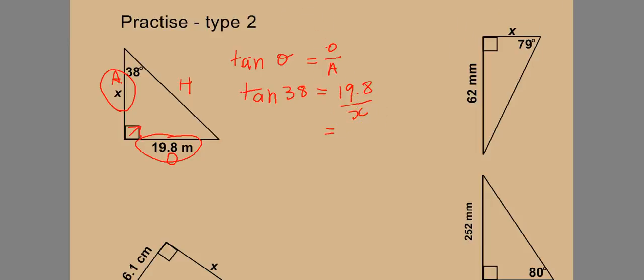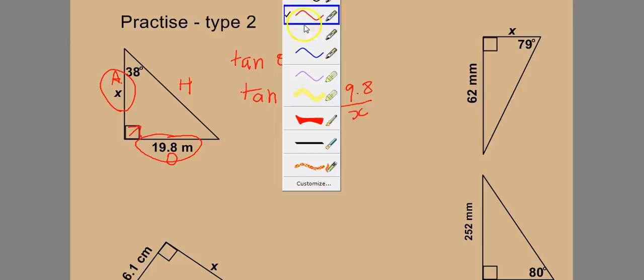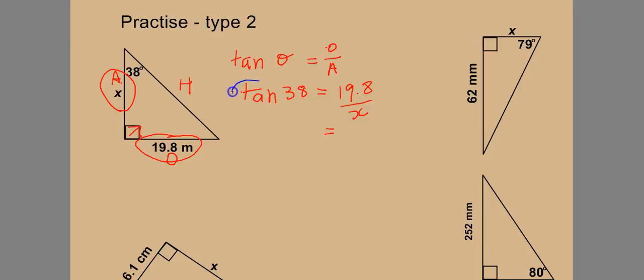So that means on our next step, we're going to swap the whole of the tan 38. Not the 38 on its own, it's locked inside the tan 38. And we're going to swap those over. So on my next line, I'm going to have x is equal to 19.8 divided by tan 38.